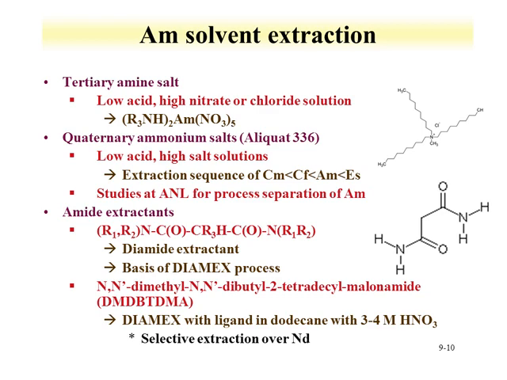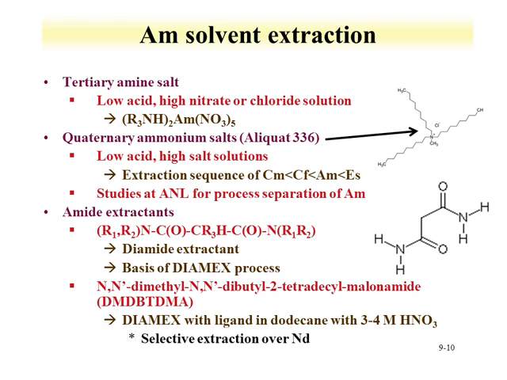Other extractants that have been evaluated include some amine salts. They've been evaluated in low acid, high nitrate, or chloride solutions. A common extractant is called Aliquat 336, which is shown here. This is useful for extracting in low acid and high salt solutions, and you get an extraction sequence of curium being less than californium, americium, and einsteinium. This has been examined at Argonne National Lab for process separations involving americium, the Aliquat 336.